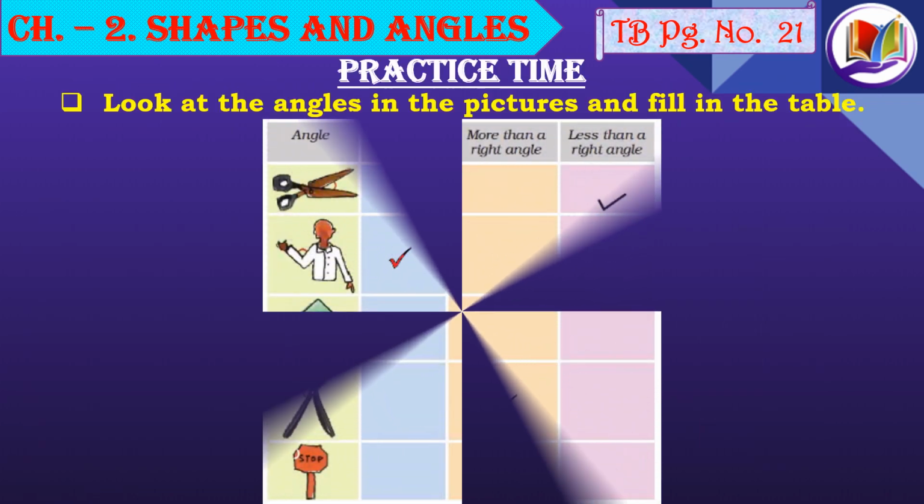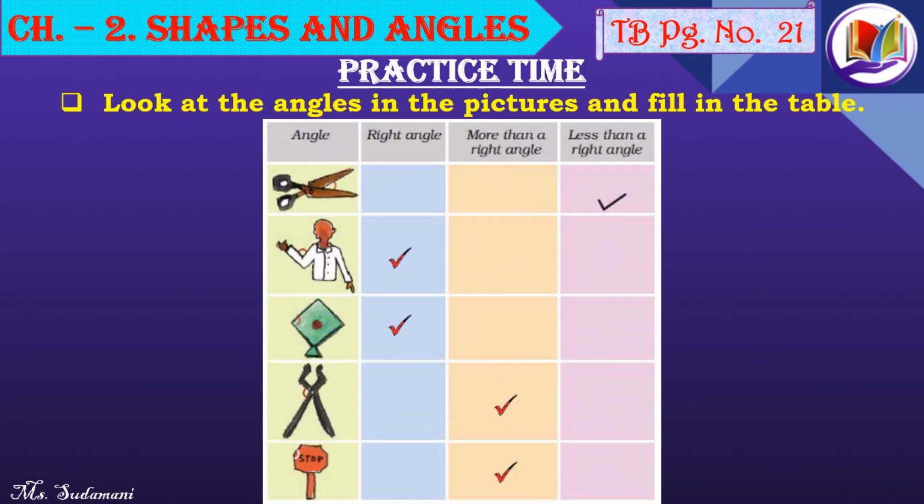Now children, let's find out answers to these based on our daily life examples. First is a scissor. The open scissor forms an angle that is a little less than a right angle. That is, it's an acute angle. What about the arm of the man? Well, it forms exactly 90 degrees. That is a right angle.